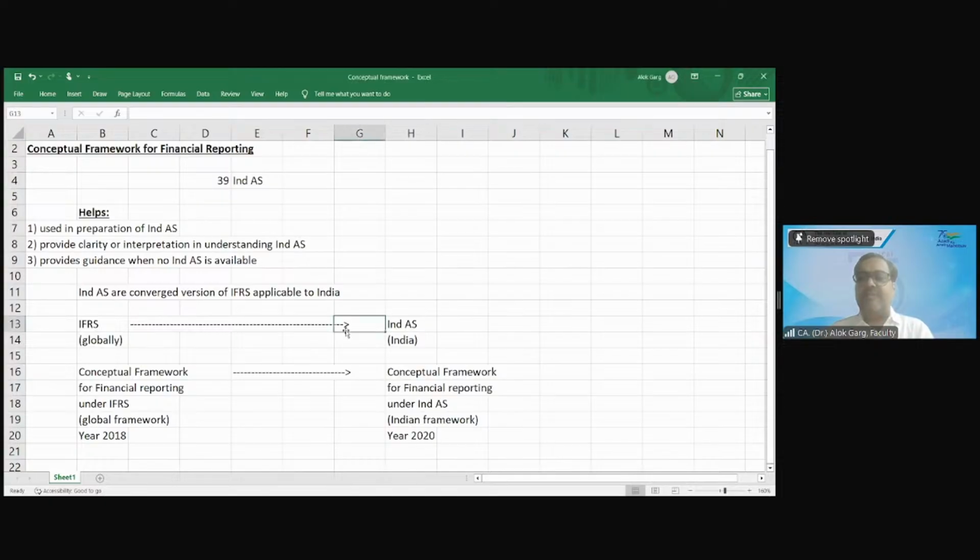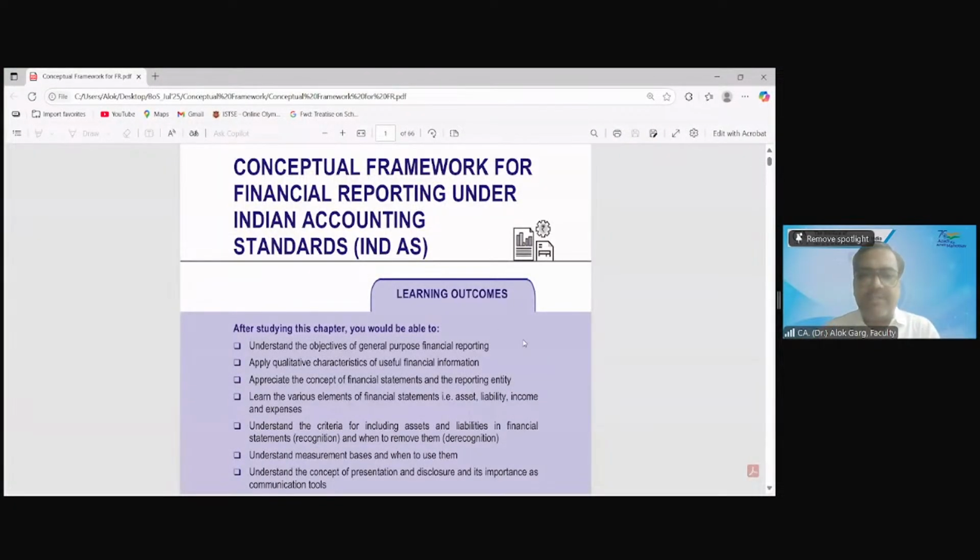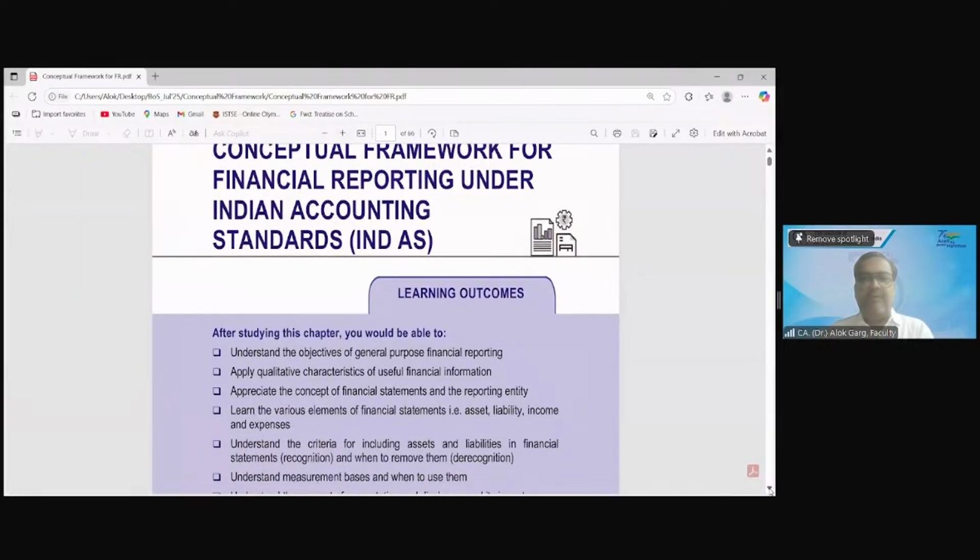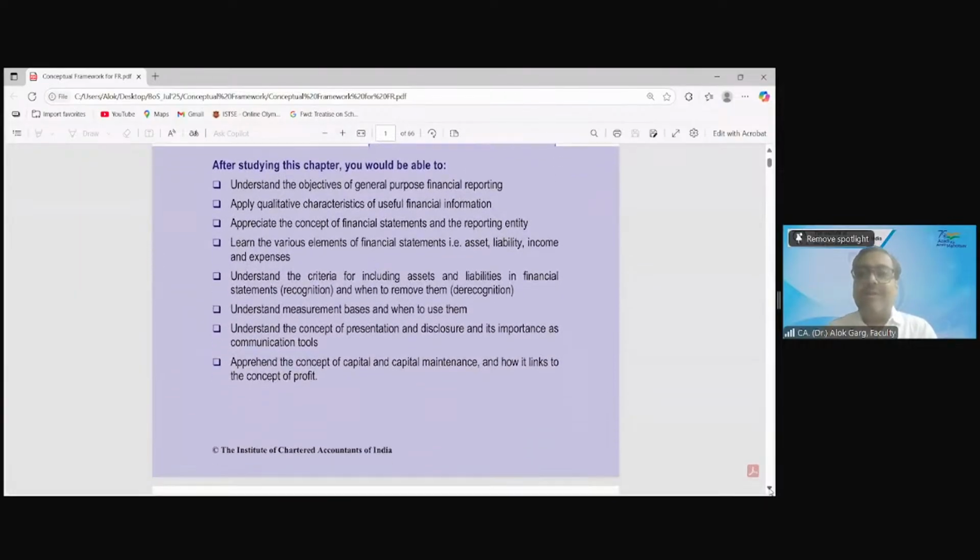So we understood about this conceptual framework, why it exists and what its role is. Now, friends, I am taking you directly to the ICAI Board of Studies material, Conceptual Framework for Financial Reporting under Ind AS. I hope it is visible. Now what is the diameter of this entire conceptual framework for financial reporting?